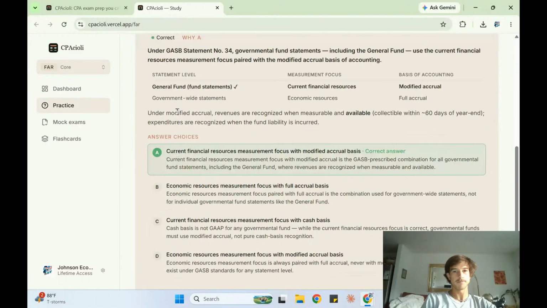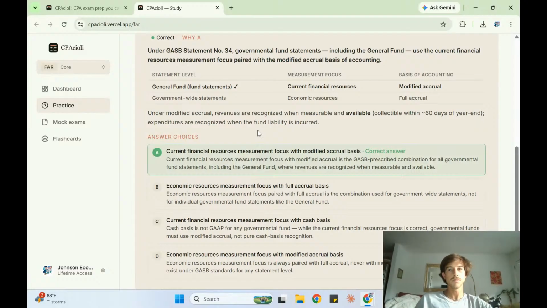So yeah. Under modified accrual, revenues are recognized when measurable and available. Expenditures are recognized when the fund liability is incurred.